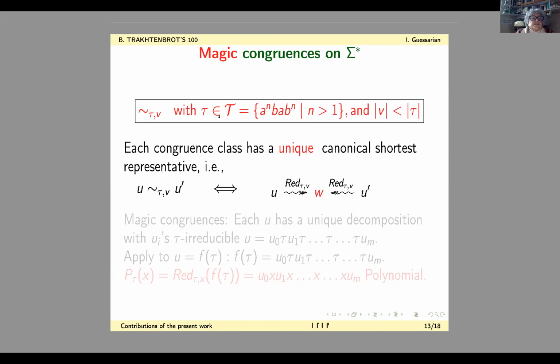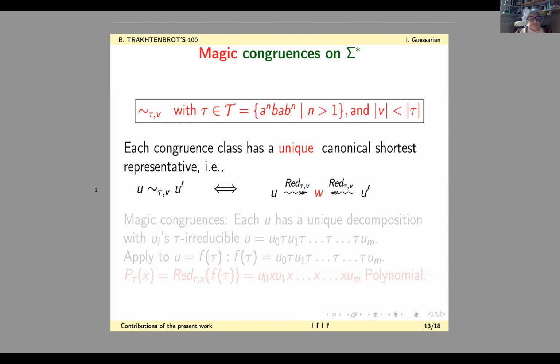We had to find a set of words, tau in T, which will never self-overlap. And these T are the words of the form A^n B A B^n, n strictly larger than 1. These words were found by André Arnold. And we still have the length of V less than the length of tau. Now, each congruence class has a unique canonical shortest representative.